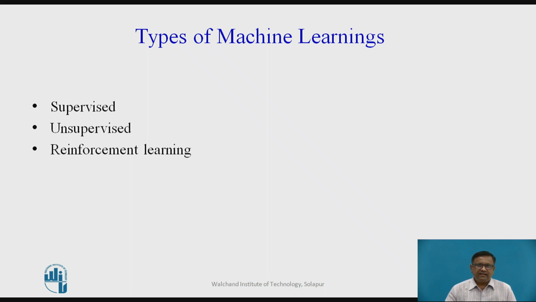As we see here, there are three types of machine learning algorithms which are very popular. One is supervised learning, second is unsupervised learning, and third is reinforcement learning. We will see one by one what is supervised, what is unsupervised, and what is reinforcement learning.